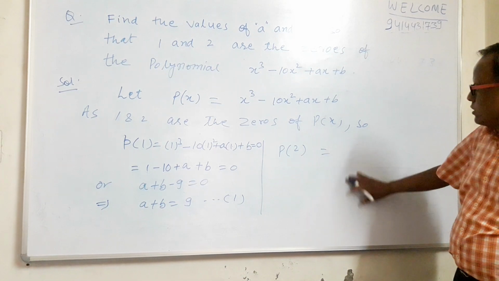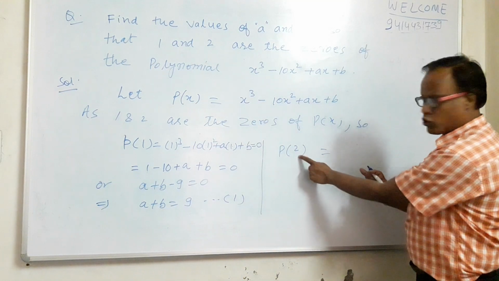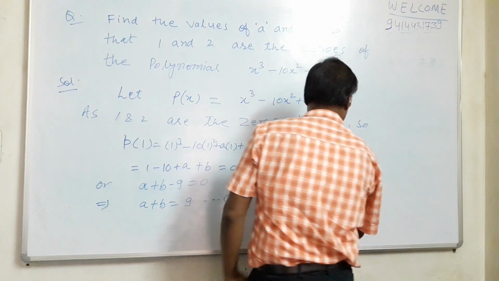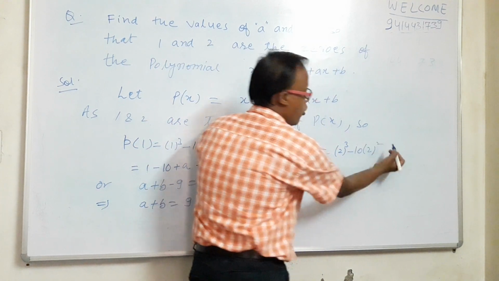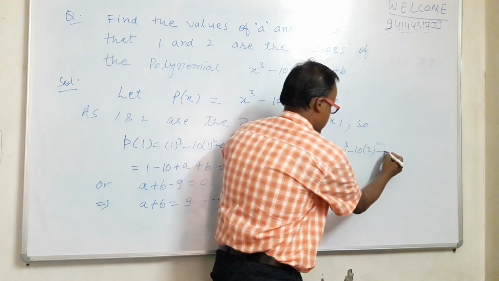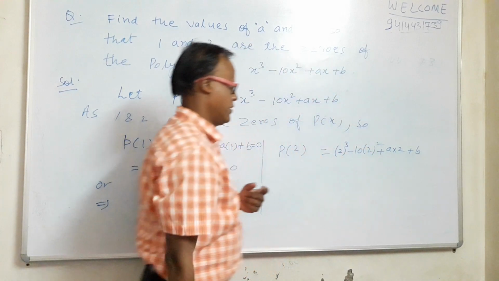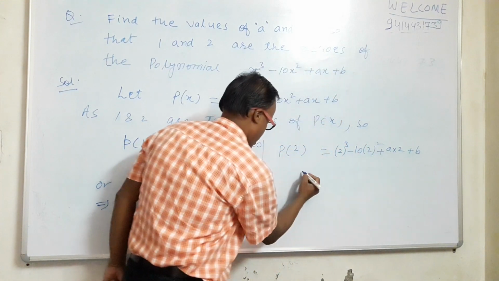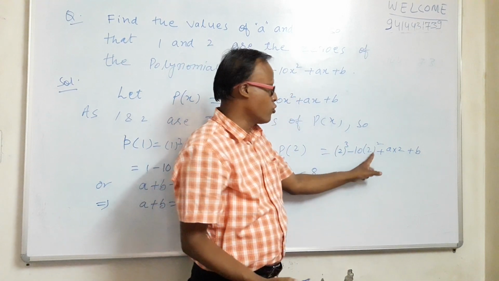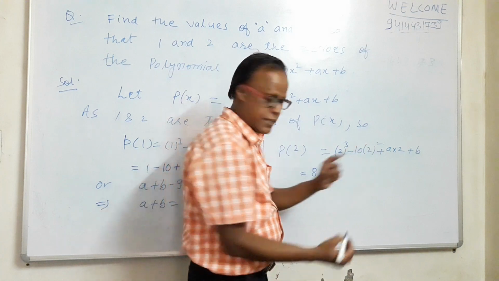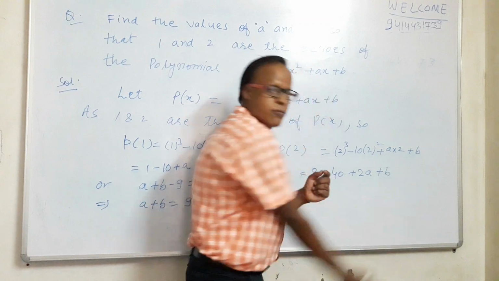Understood? Now let's find P(2) together. In place of x, what do we write? 2. So 2 whole cube minus 10 into 2 whole square plus a into 2 plus b. So 2 cube is 8, minus 2 square is 4, multiplied by 10, 40, plus 2a plus b.